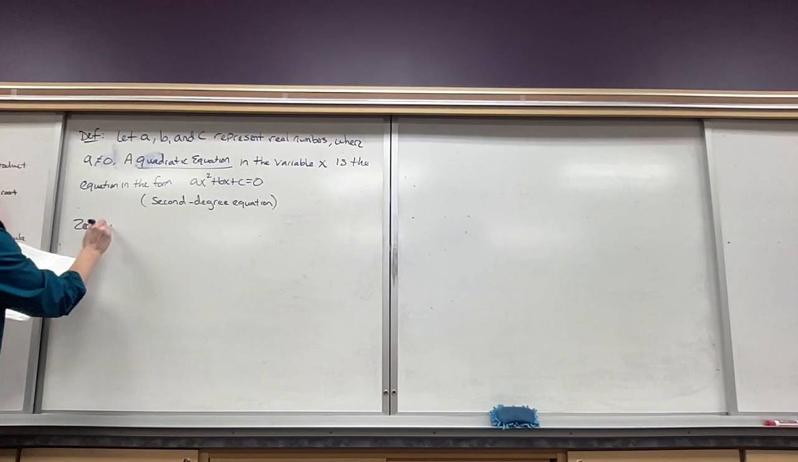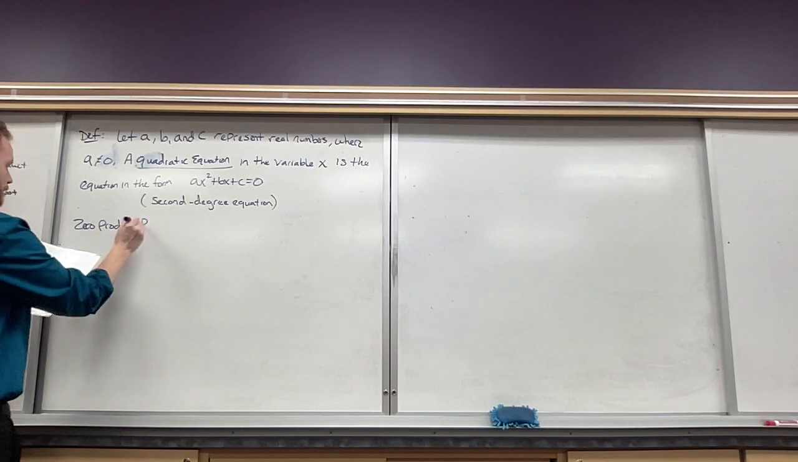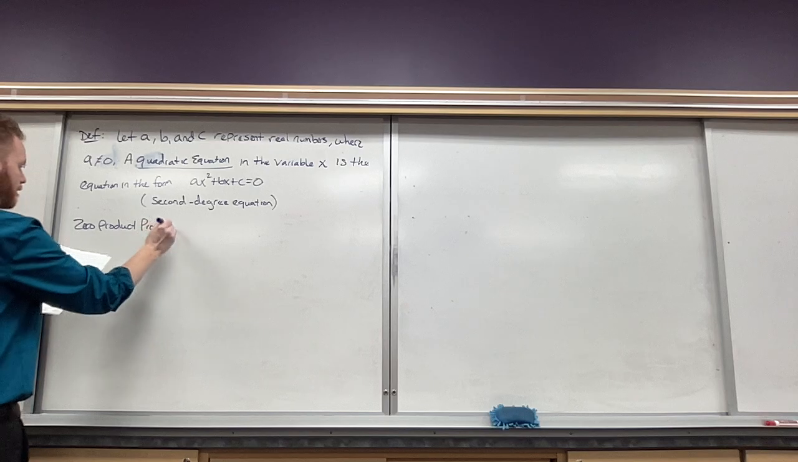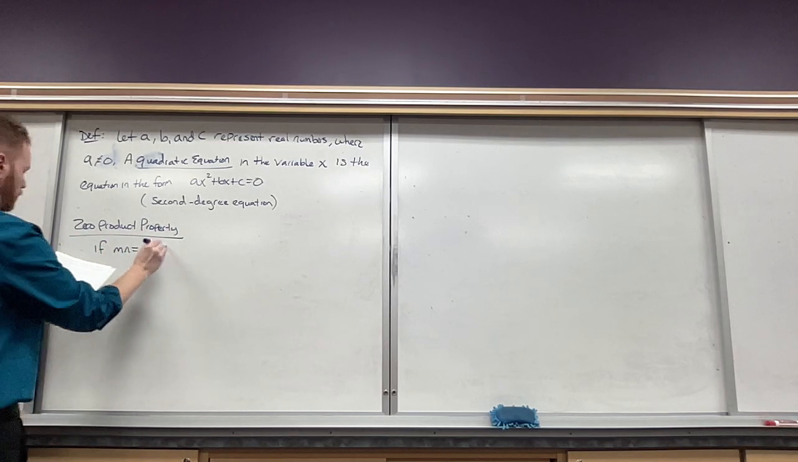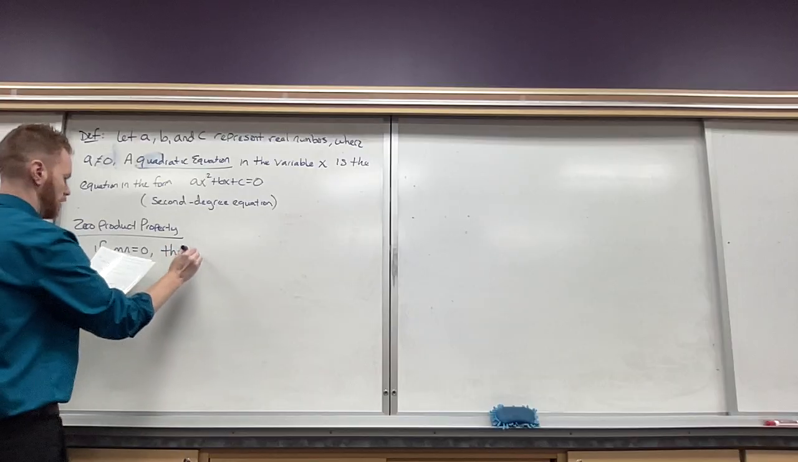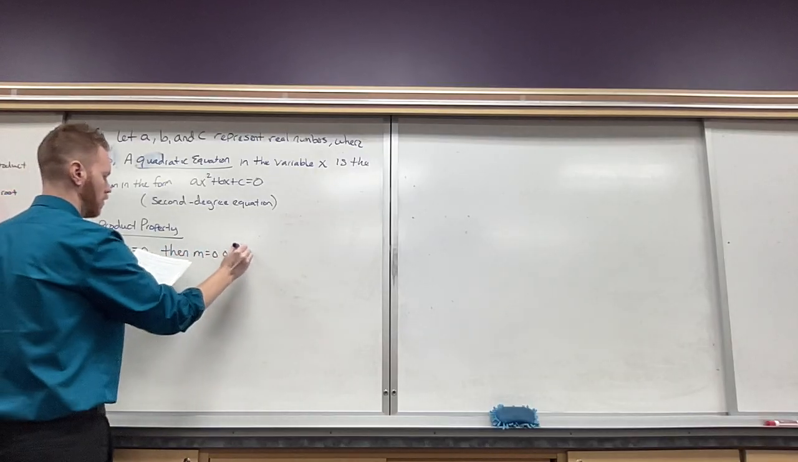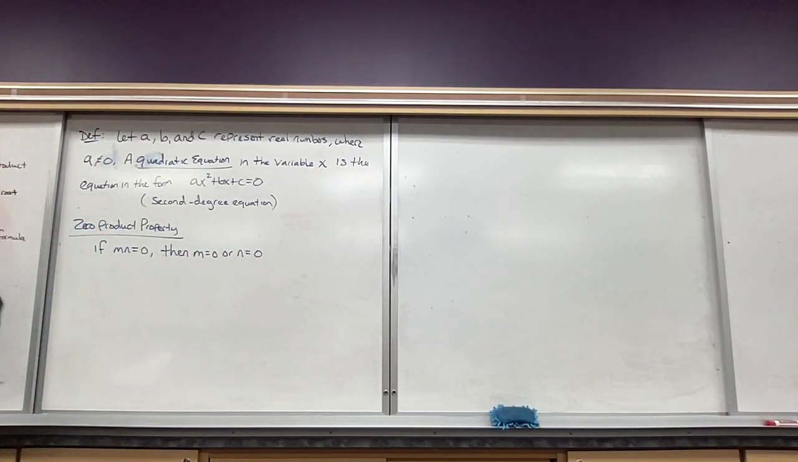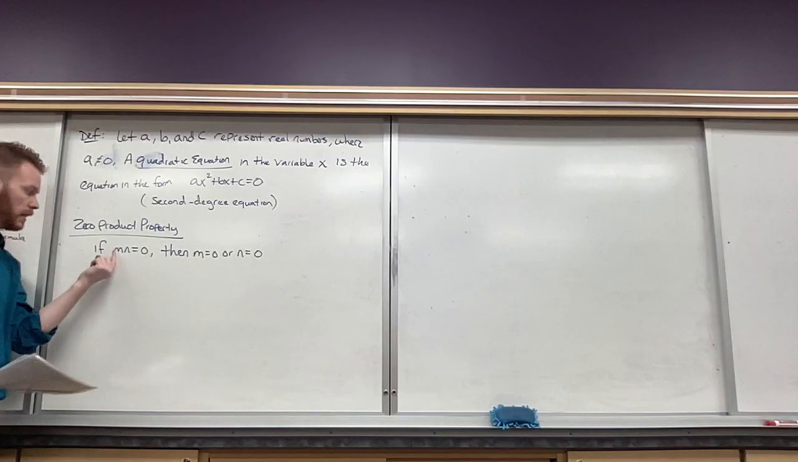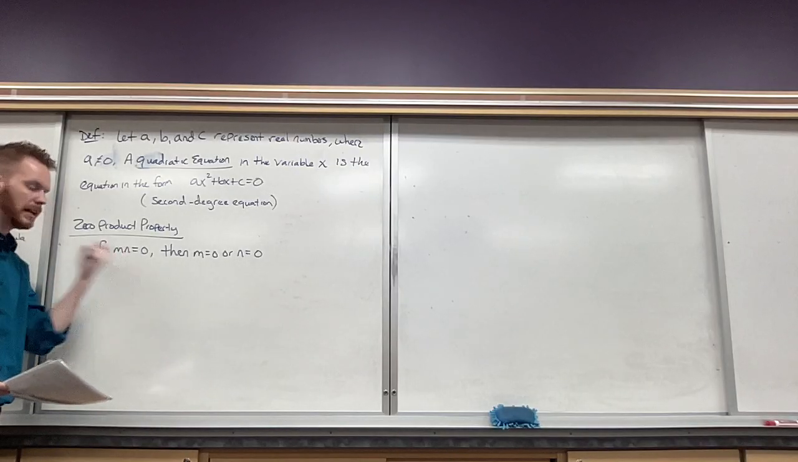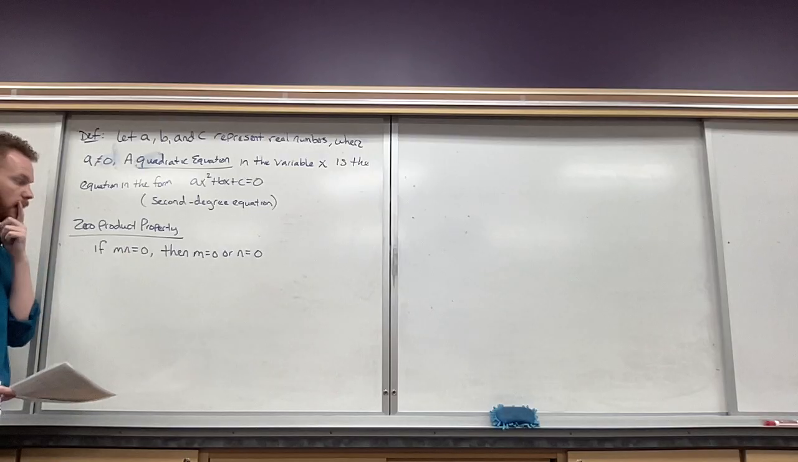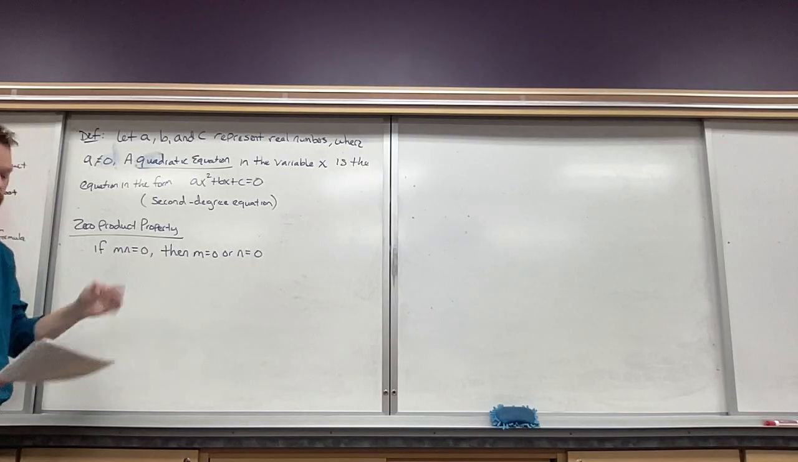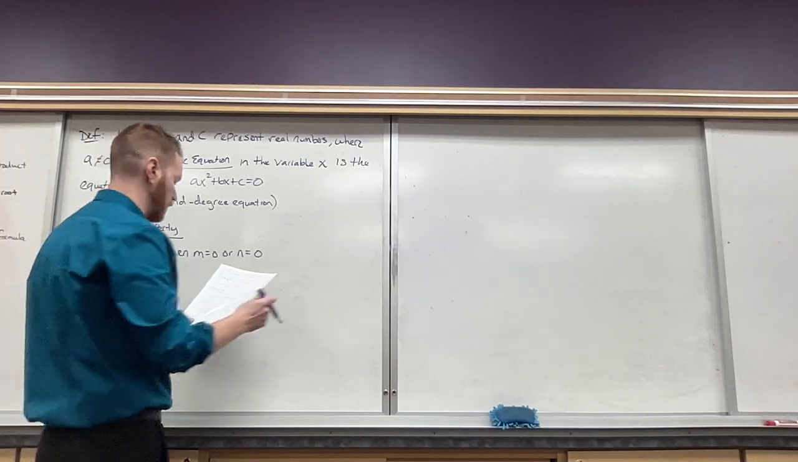Let's look at the zero product property. If we have m times n equals 0, then m equals 0 or n equals 0, okay? Which makes sense. If this is 0, multiplied by n, I get 0. If this is 0, multiplied by n to get 0 there, okay? So it has to be one of these to give us that result.